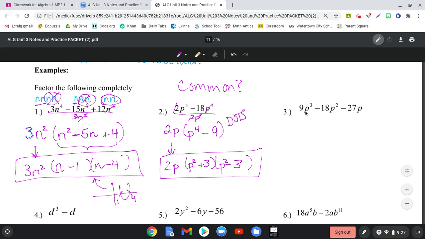All right, let's do one more. So 9 goes into all three of those. And this one has 3 p's, 2 p's, and 1 p, so we can take at least 1 p out of everything. Let's divide it out and see. 9 divided by 9 is just 1. You had 3 p's, you took out 1, so it's p squared left. If you want, you can write them out if you like it better.